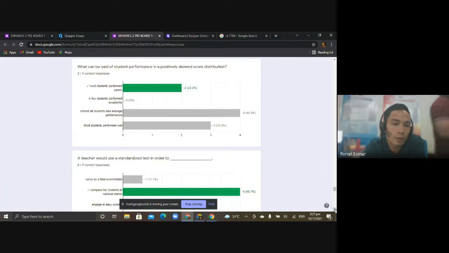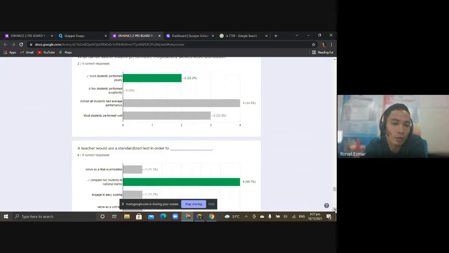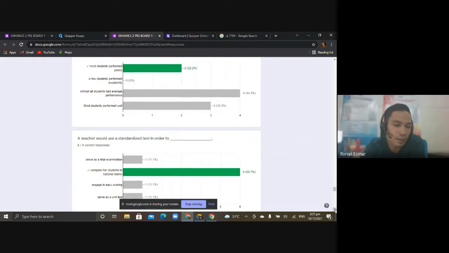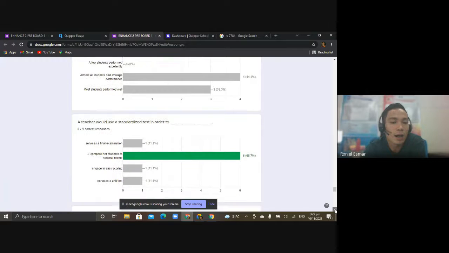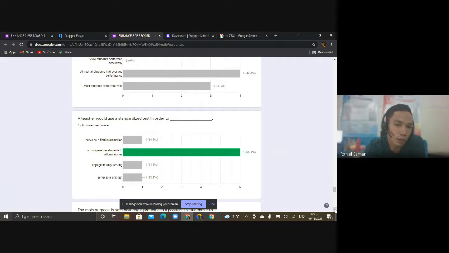A teacher would use a standardized test in order to: 1. Serve as a final examination. That is not the purpose of a standardized test. 2. Compare her students to national norms. 3. Engage in easy scoring. 4. Serve as a unit test. So the answer for this is to compare her students to national norms.